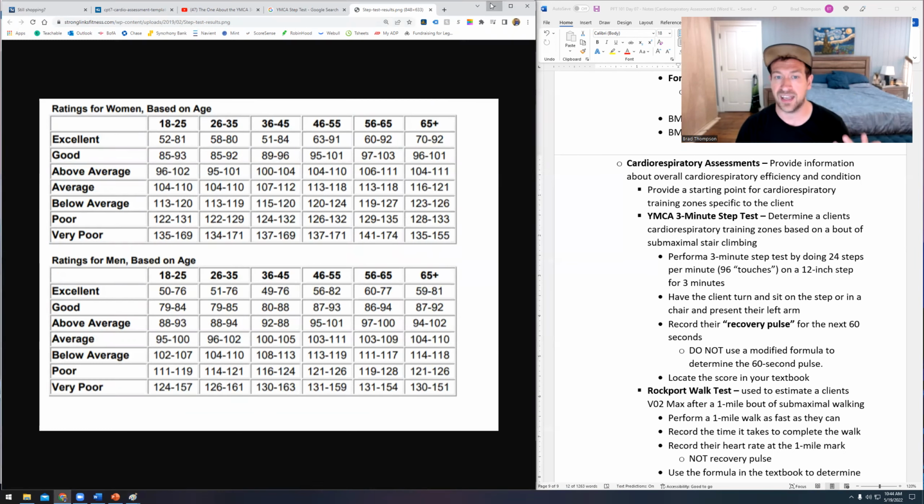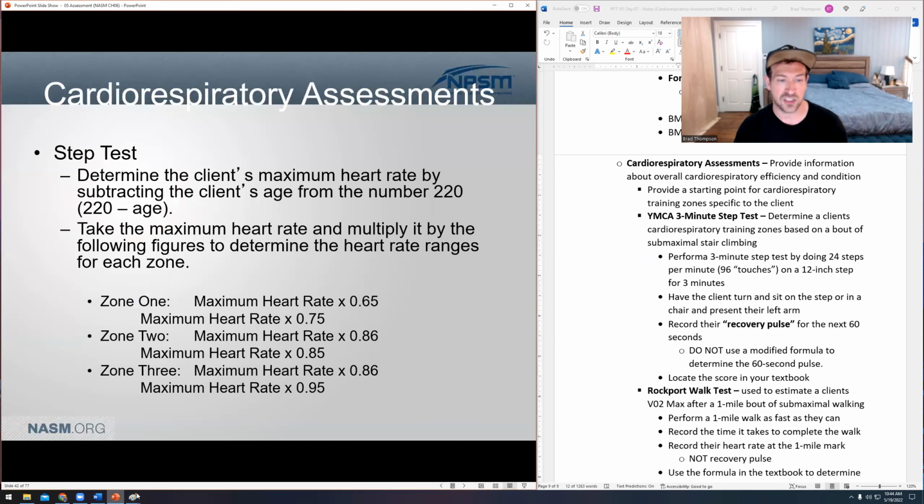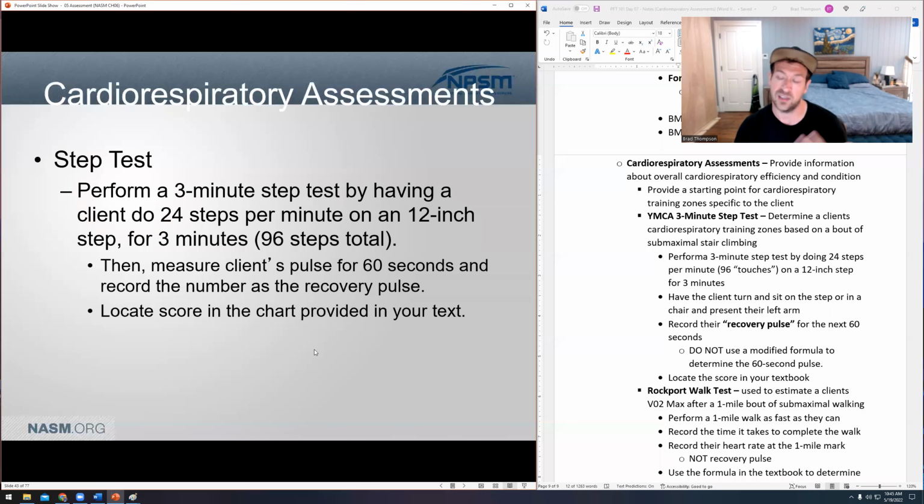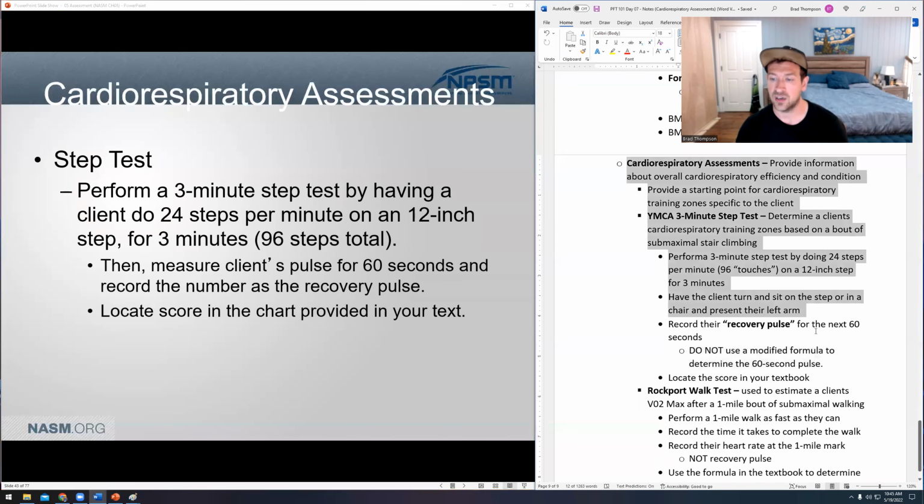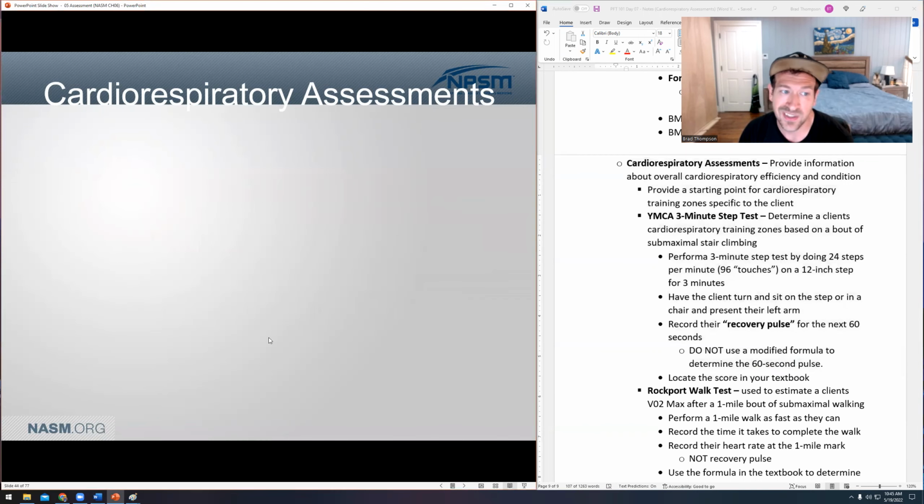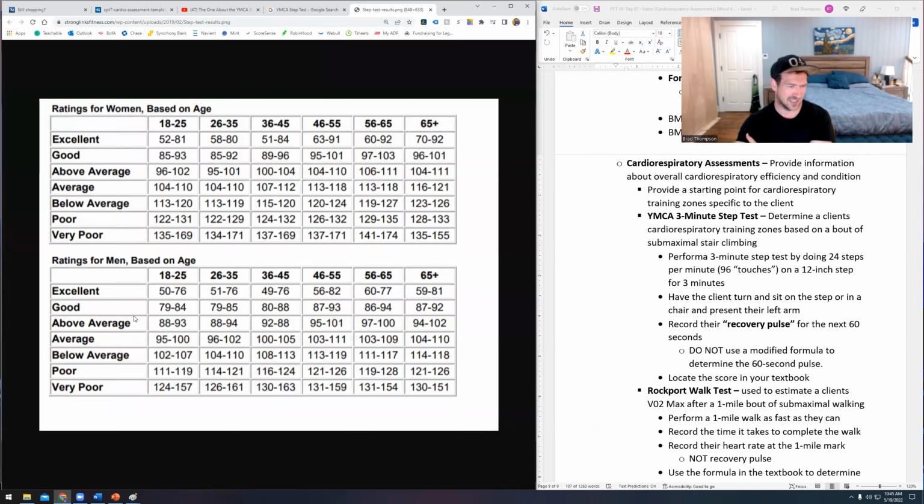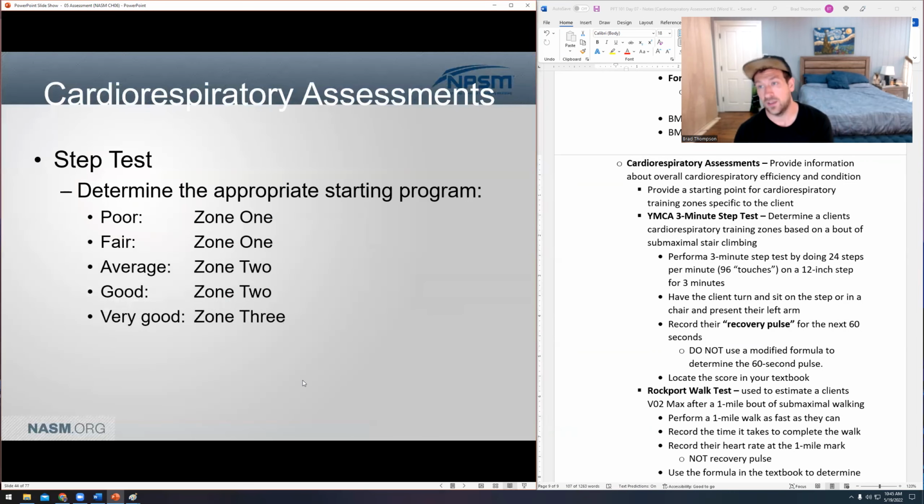I take the information that I gathered earlier, and then I determine which version of a routine I'm going to give him based on how well he scores in my cardiorespiratory assessments, okay? So that's the YMCA step test. If they did poor or fair, they qualify for zone 1. If they did average or good, they qualify for zone 2. And if they did very good, which I think is listed as excellent here, yeah, excellent instead of very good, they're going to qualify for zone 3.